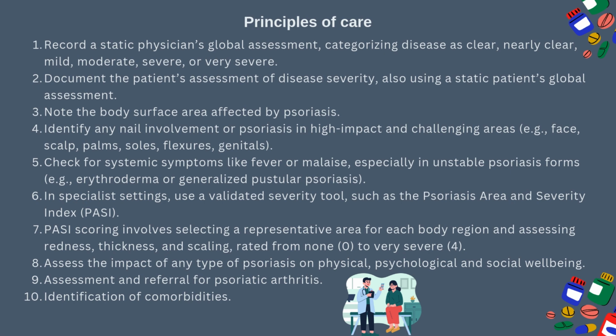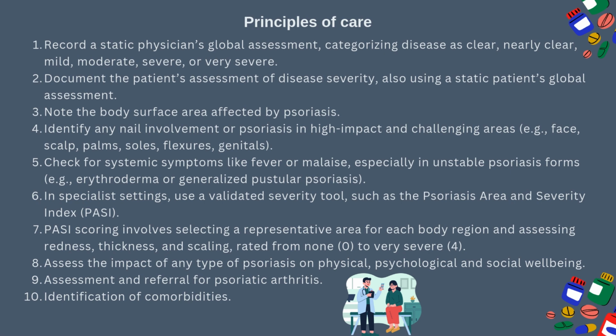In specialist settings, use a validated severity tool, such as the Psoriasis Area and Severity Index, PASI. PASI scoring involves selecting a representative area for each body region and assessing redness, thickness, and scaling, rated from none, 0, to very severe, 4.